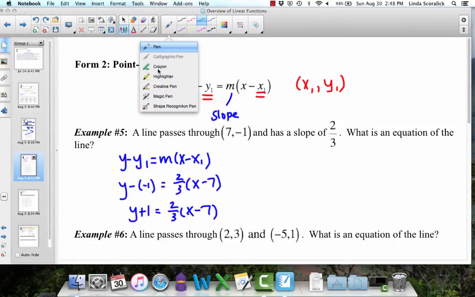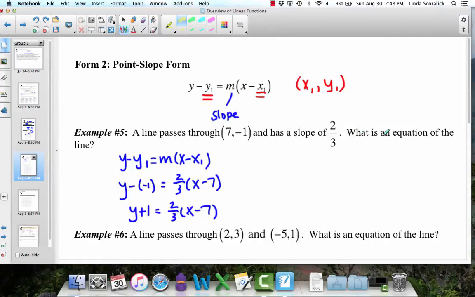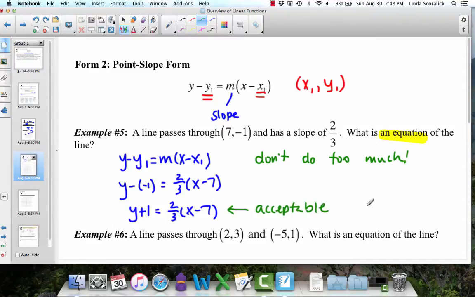Let's talk for a minute about what the directions said. What is an equation? That's all they asked you for, an equation. Technically, you have written an equation. My advice here is don't do too much. This, the point-slope form, is an acceptable stopping point because they asked just generally for what is an equation. It's not necessary to write it in slope-intercept form unless you are specifically asked for the equation in slope-intercept form.